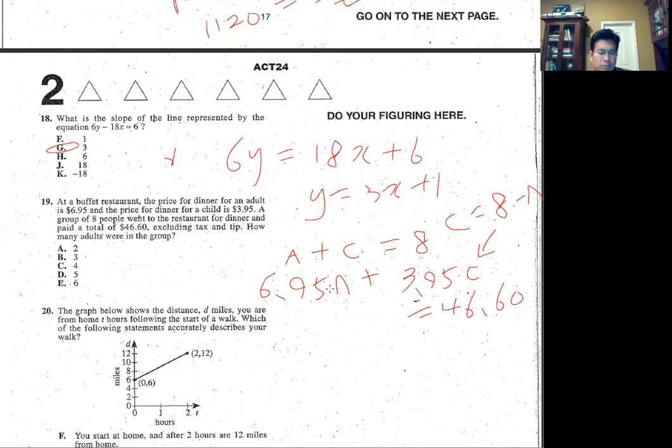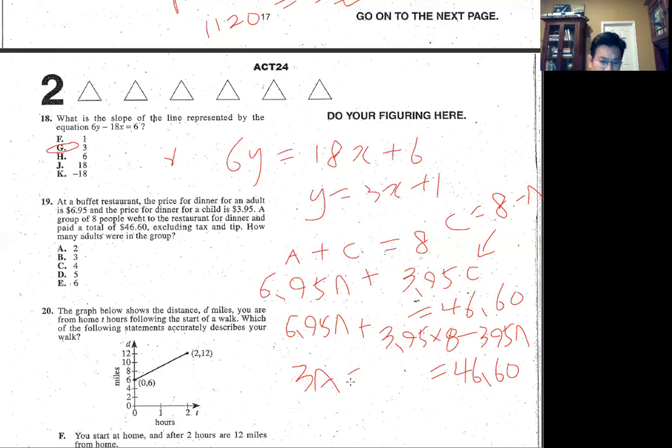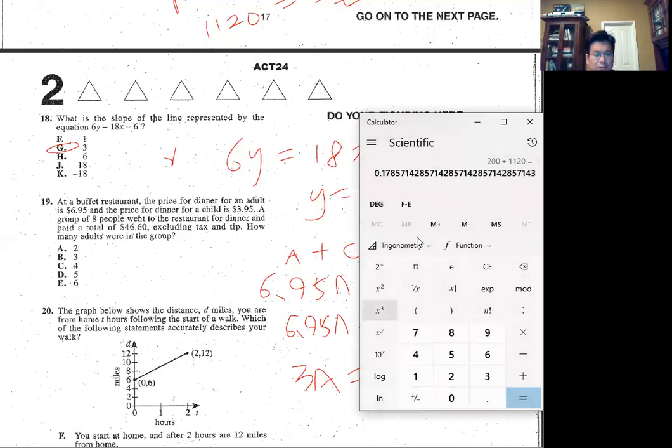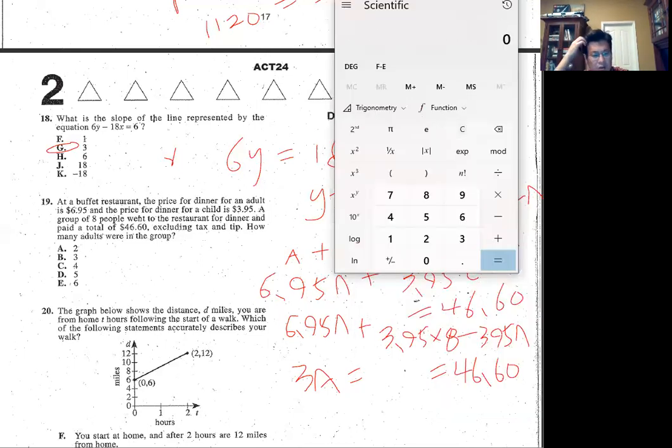So then, a lot of work to do here. 6.95 times A plus 3 times (8 minus A) equals 46.60 minus 5.